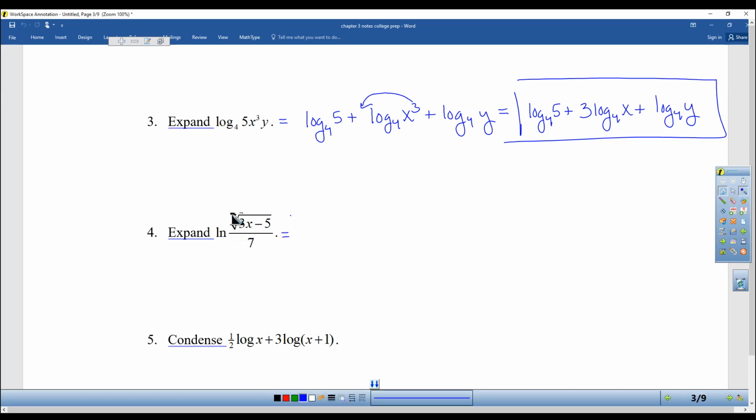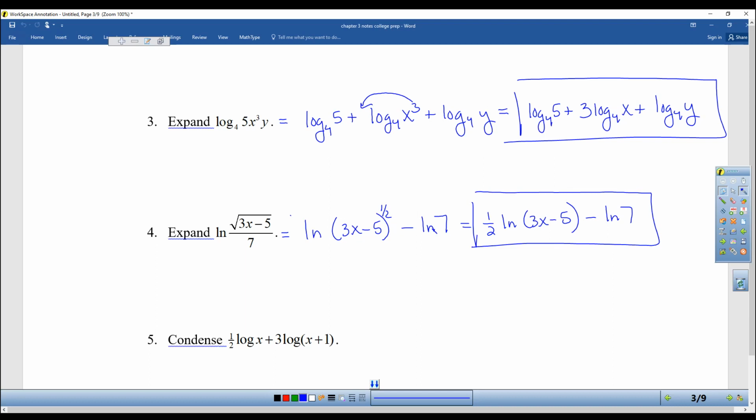On the next one, I have 2 things that are being divided, so I can switch them to subtraction. I'm also going to get rid of my square roots. You don't want any square roots, so instead I'm going to change it to the 1/2 power. And then, like I said, your second step is always going to be to get rid of any powers. So I bring that 1/2 down into the front. Notice that it is only affecting the natural log of 3x minus 5. It does not affect the natural log of 7 because the square root was only on the 3x minus 5.